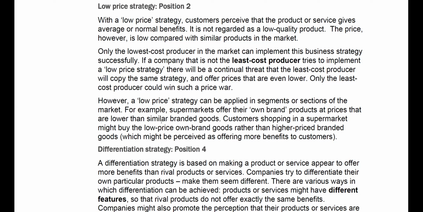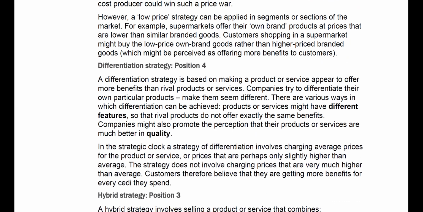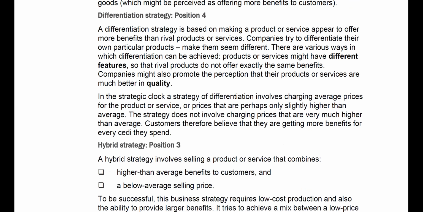So in simple terms, what's the difference between the no frills and the low price? What's the difference between no frills and low price? What can you say is the difference between no frills and low price?